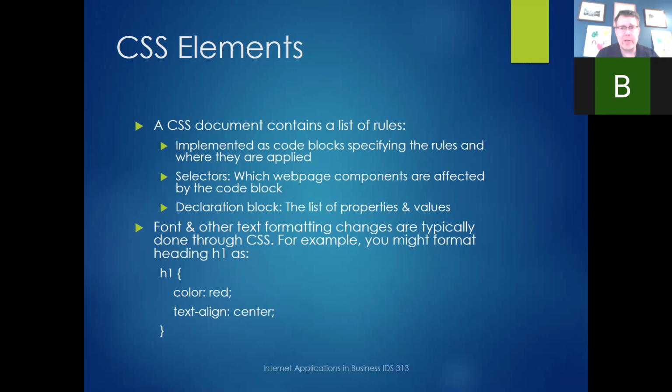So for example, we talked about how the font tag in HTML5 no longer really worked. Instead, it's done through CSS. For example, if you want to specify H1 as color red and the text alignment as centered, you could have H1 as the selector. So anywhere that the browser encounters an H1 tag, it's going to display it with red colored, center aligned text. Okay, pretty easy.